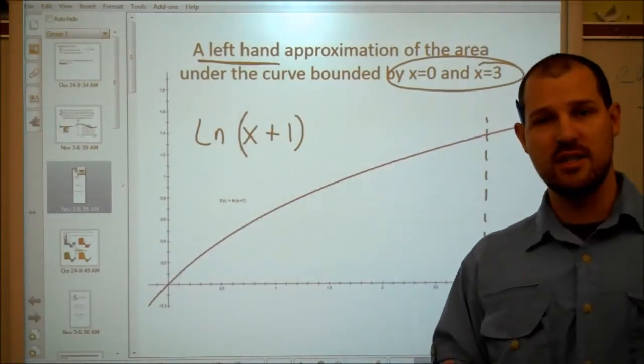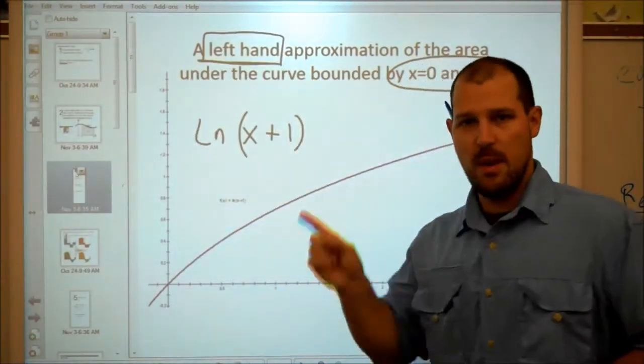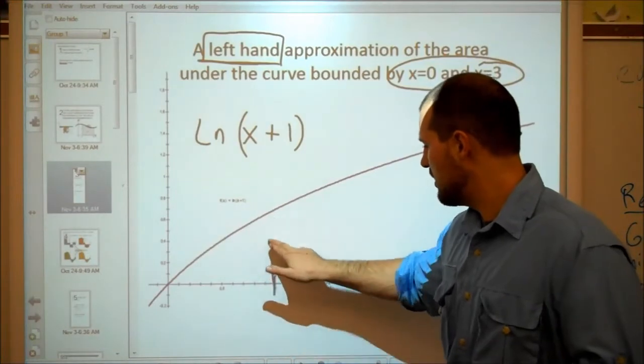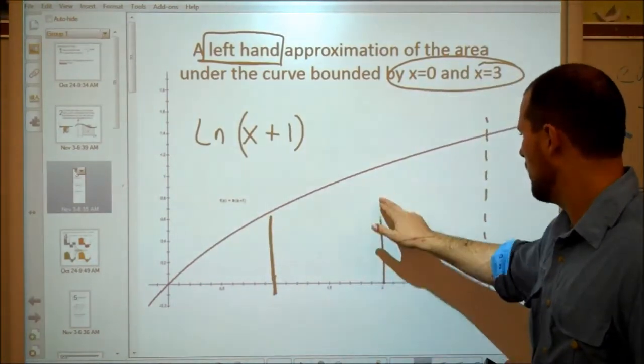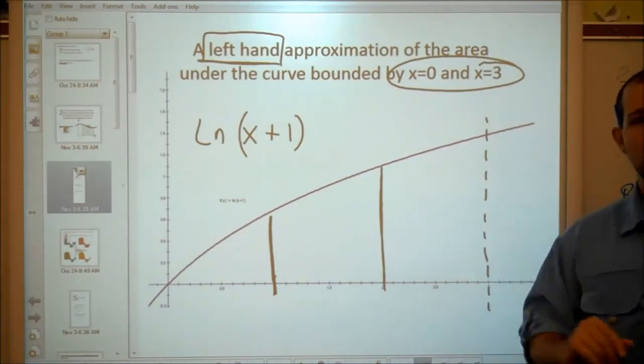It's an approximation. It's not going to be perfect. And the left hand means when I break this up, I'm going to use the left side of the interval to pick my y value. So what I'm going to do is chop this up every 1 unit. And I'm actually going to start from the right because it's easier to see.